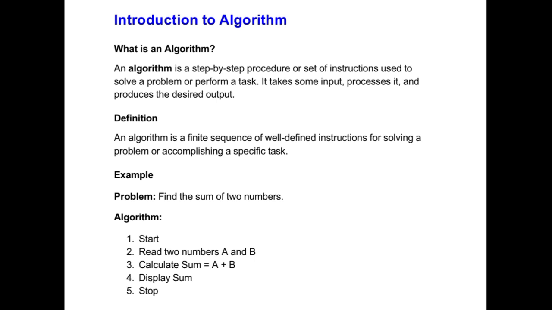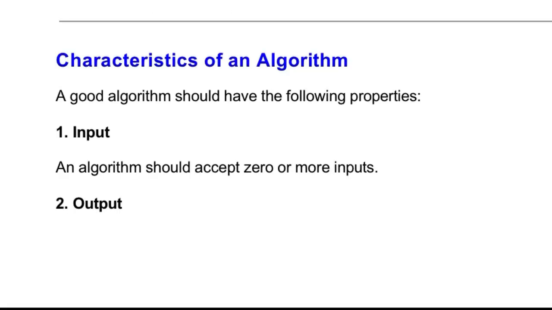So start with step 1, start. Then read two numbers A and B. Then step 3, sum equals A plus B. Then fourth, display the sum. Then fifth, stop. This is the algorithm for the problem, find the sum of two numbers. Okay. Move to the next topic.